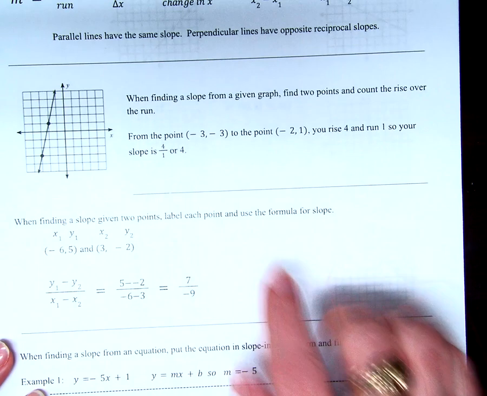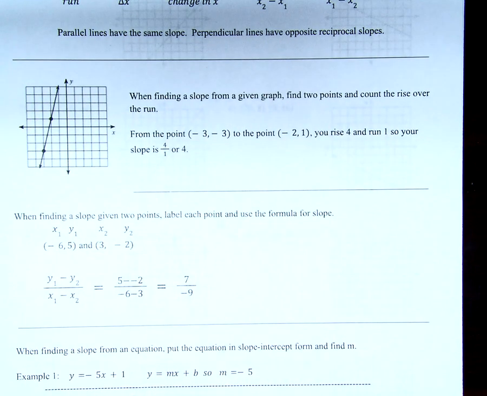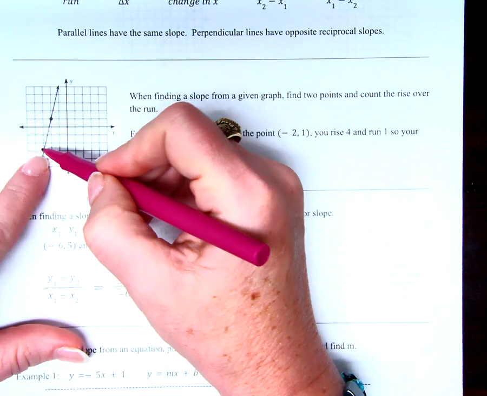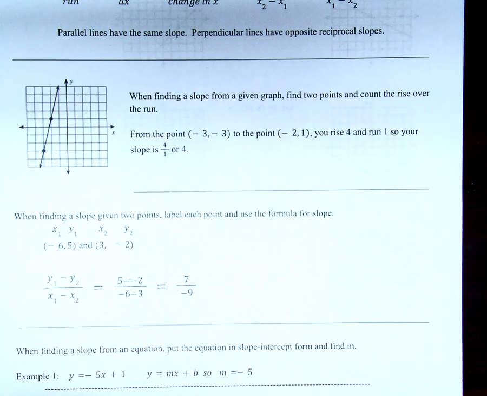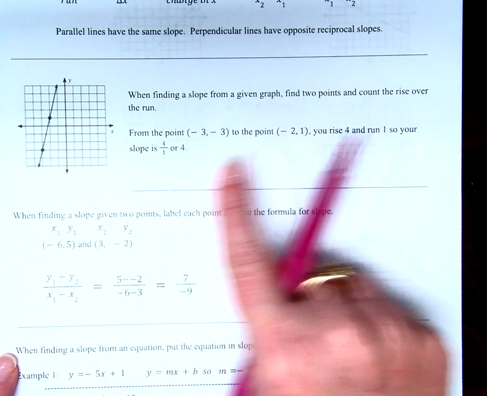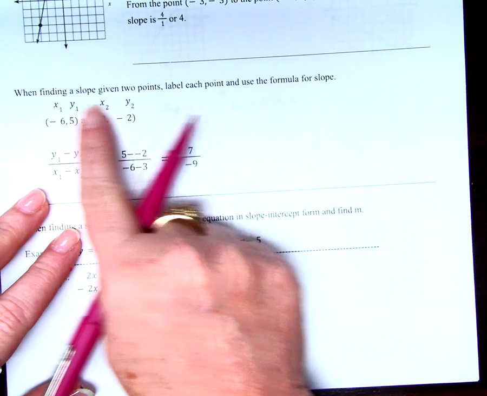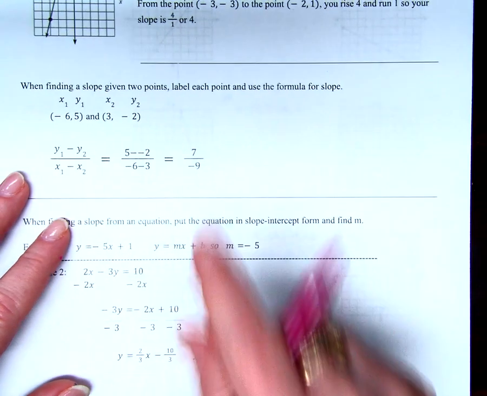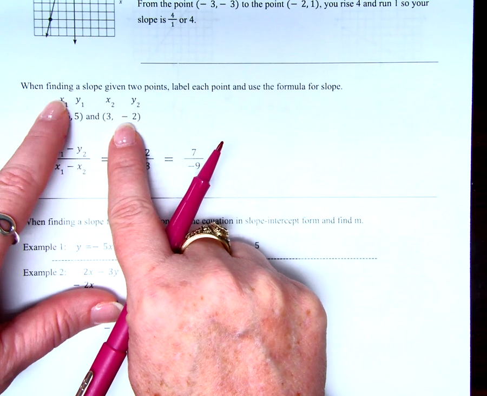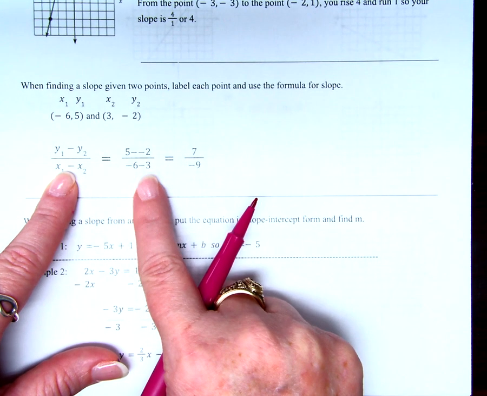Okay. When finding a slope from a given graph, find 2 points and count. So on this one, I would count. Rise, 1, 2, 3, 4, run, 1. So my slope is 4 over 1 or 4. Yes? If you're given 2 points, when finding the slope between two given points, label your points x1 and y1, and then just choose one of these two formulas at the top that are the same to plug it into.